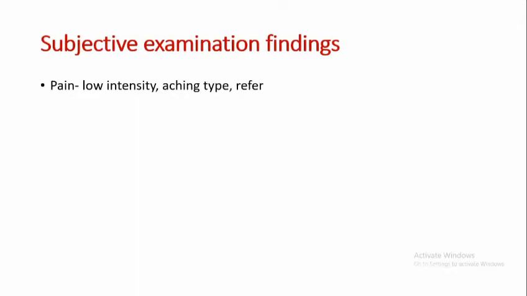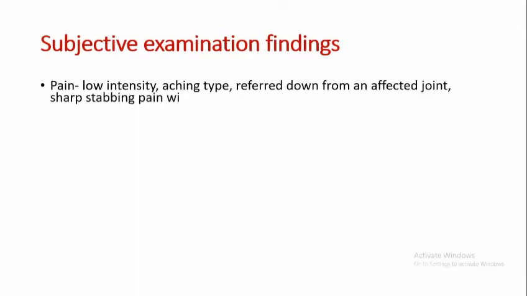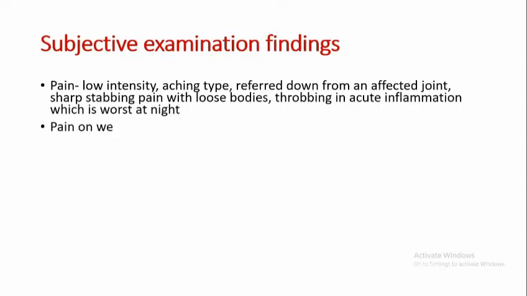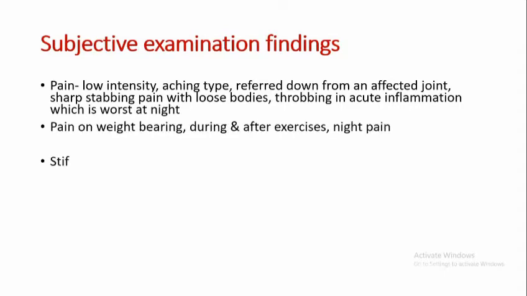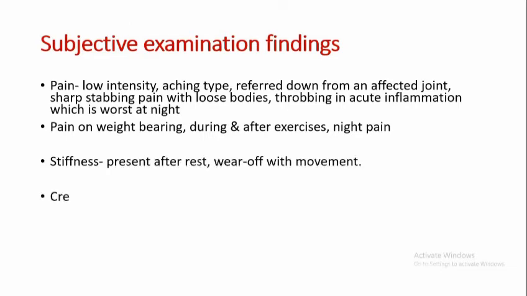Subjective examination. Pain is low intensity, aching type, referred down from an affected joint; sharp stabbing pain with loose bodies; throbbing in acute inflammation which is worst at night. Pain on weight bearing, during and after exercises, night pain. Stiffness present after rest. Crepitus: characteristic sound on movement due to grating of cartilage flakes and exposed bony ends.